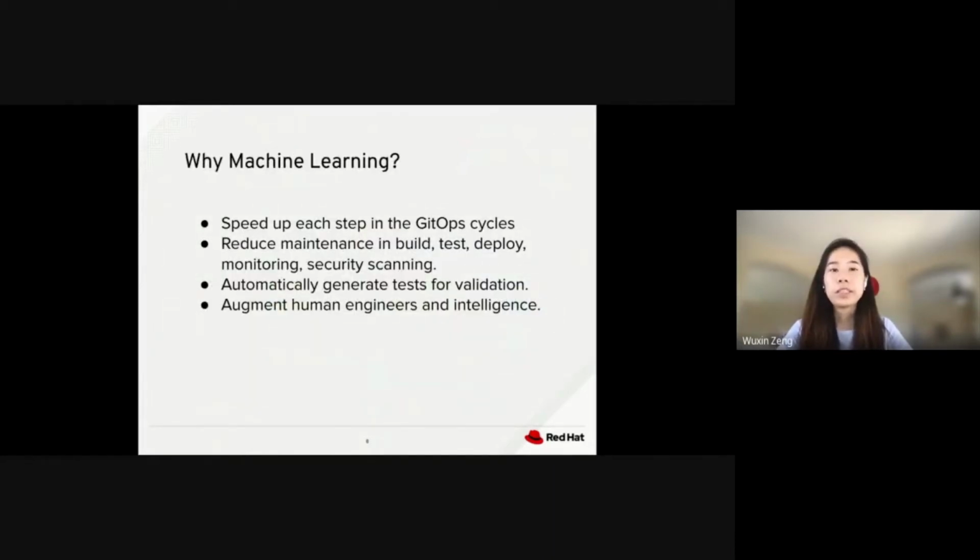So why machine learning? Machine learning can speed up each step in the GitOps cycle. It reduces maintenance in build, test, deploy, monitoring, and security scanning. Machine learning automatically generates tests for validation. Machine learning can also augment human engineers and intelligence.